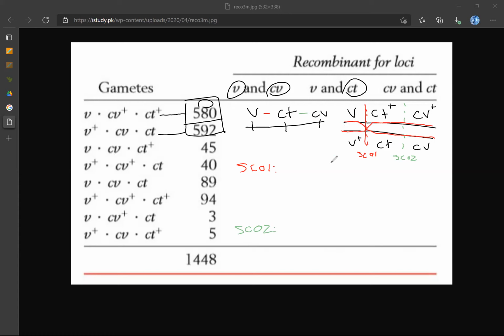So we can write out the genotypes that we saw that had the crossing over at this locus. So we'd have V, we can follow the cross with CT, CV. And then we can also have V plus with CT plus, CV plus. So V plus. And what do we notice about this cross?